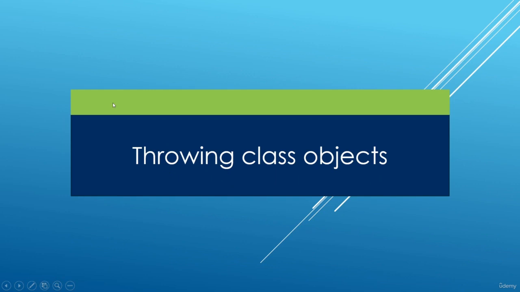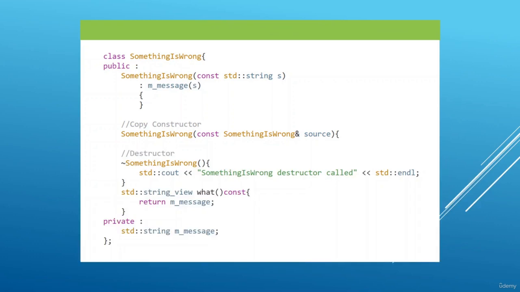In this lecture, we are going to explore a few things you need to be aware of if you decide to throw objects of your classes as exceptions. Here we're going to set up a simple class which is called something is wrong. We are going to have a simple member variable which is of std string type. We are going to set up a constructor which is going to forward whatever parameter we pass in here to our member variable. Nothing complicated here.